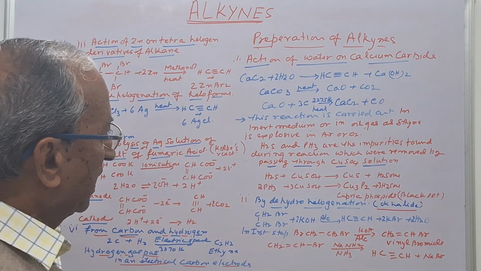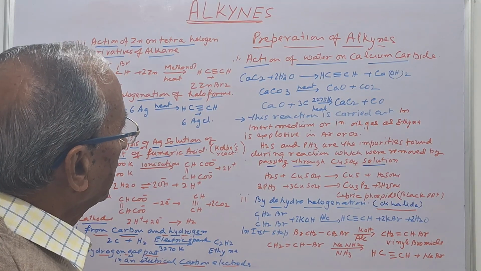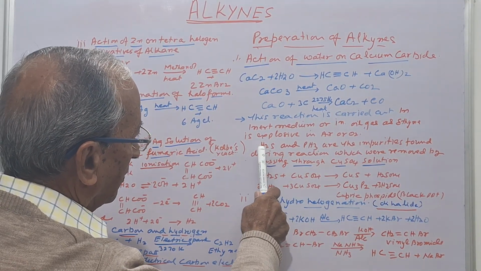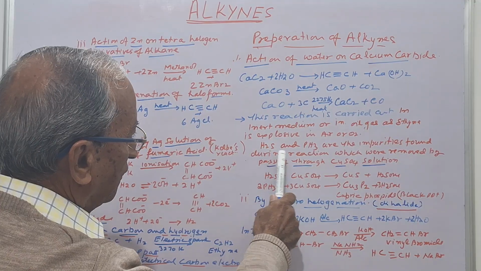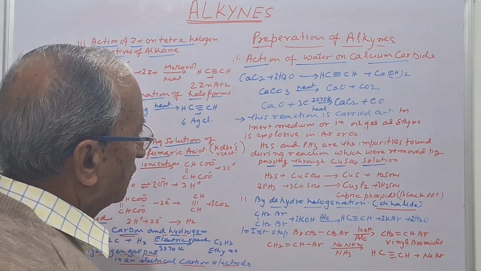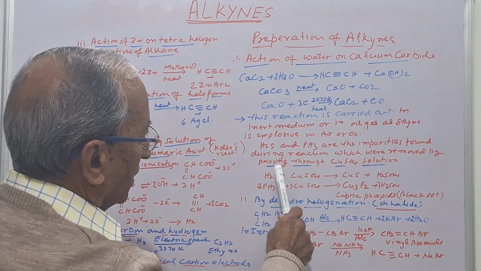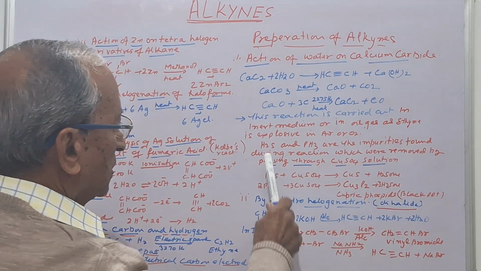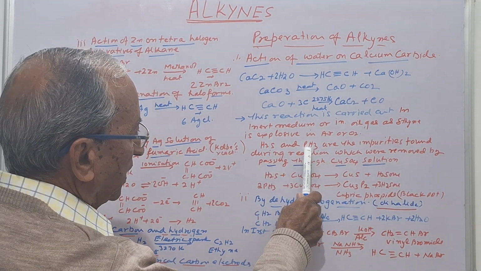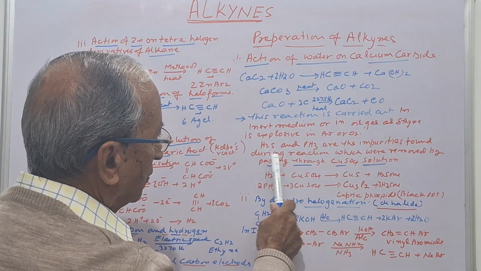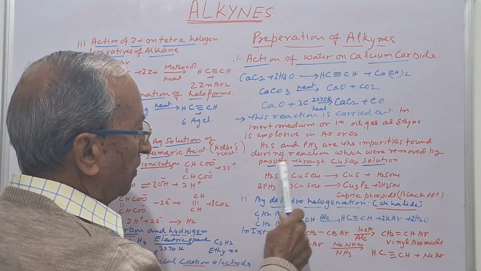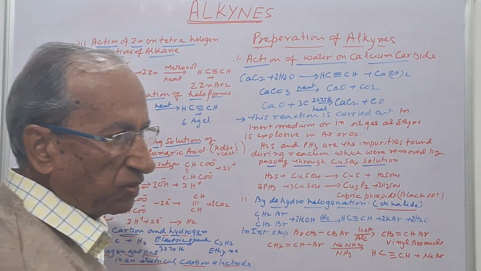And the second thing is that certain impurities are formed during the reaction in the form of H2S, that is hydrogen sulfide, and PH3, that is phosphine. These are to be removed. So hydrogen sulfide and phosphine gas are the impurities found during the reaction, which are removed by passing through copper sulfate solution.